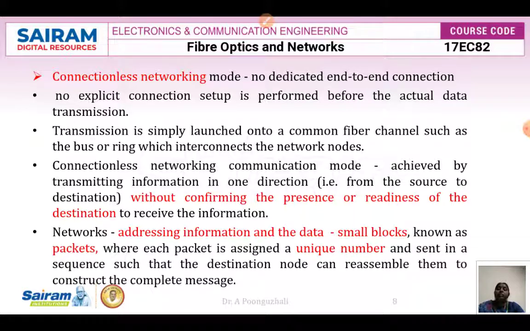When we want to transmit, the data are transmitted in the form of packets, where these packets contain the addressing information and the data, that is, the destination address, the control information and the data to be transmitted. Each packet is assigned a unique number, and the packets are sent in sequence so that the destination can reassemble them to construct the complete message.